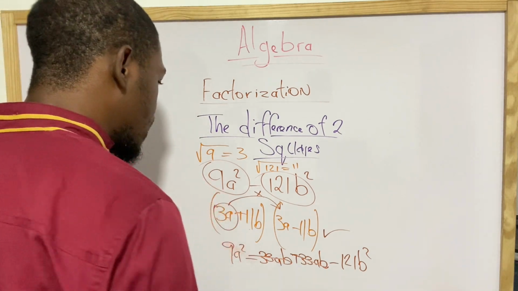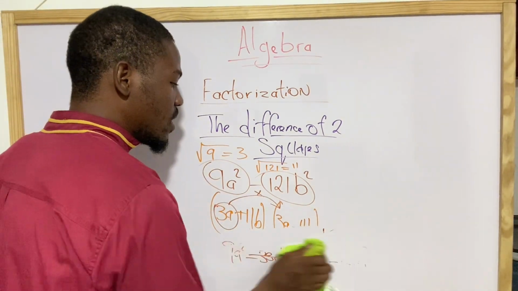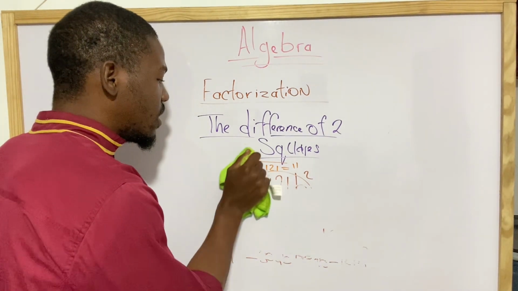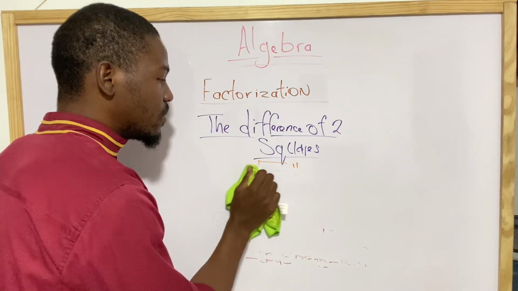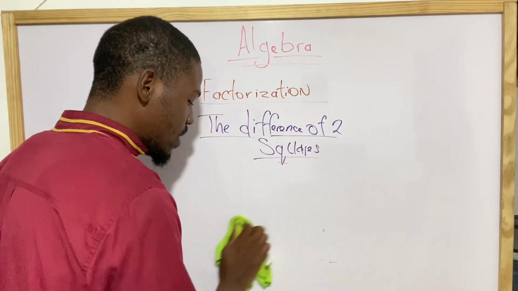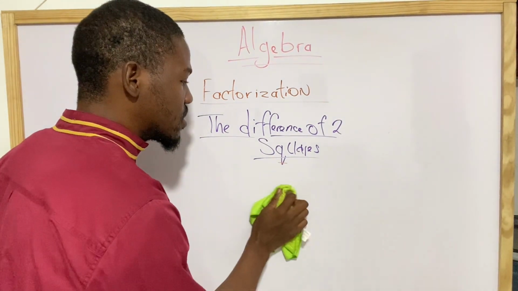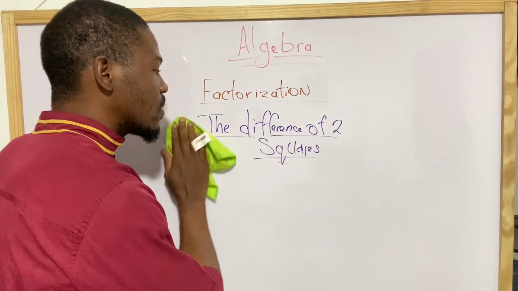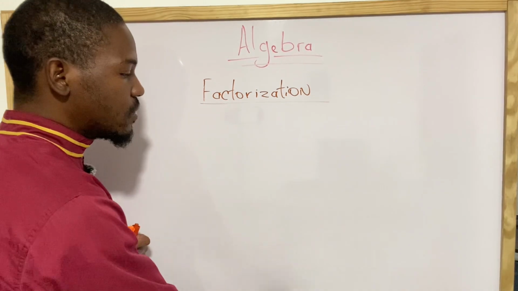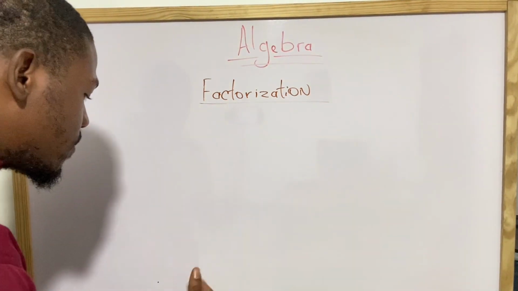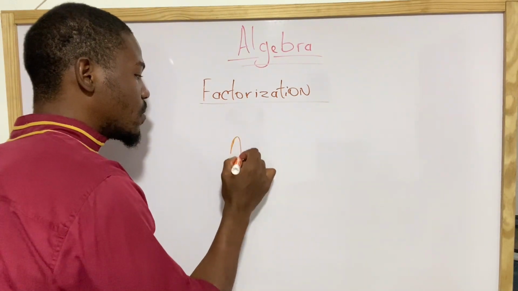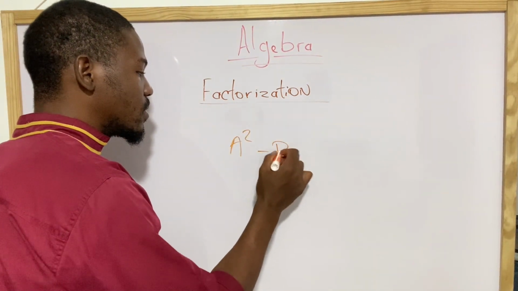If you are asking in your minds at this point, what if the both of them are not being squared, then you revert to the way of factorizing how we started out, using the basic terms when we're just factorizing two terms. But the only format the difference of two squares comes in is a squared minus b squared.